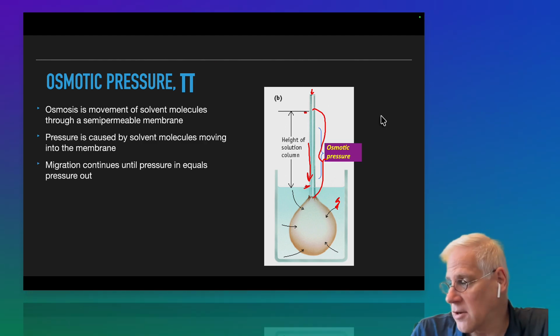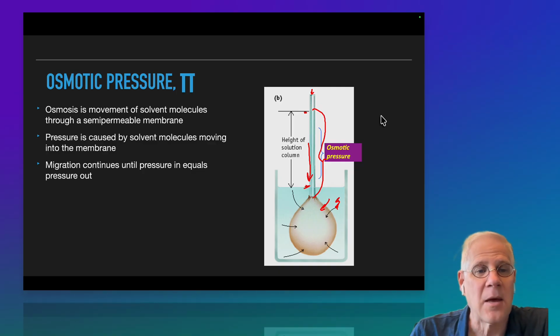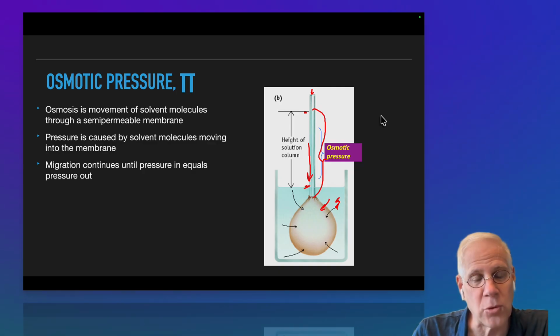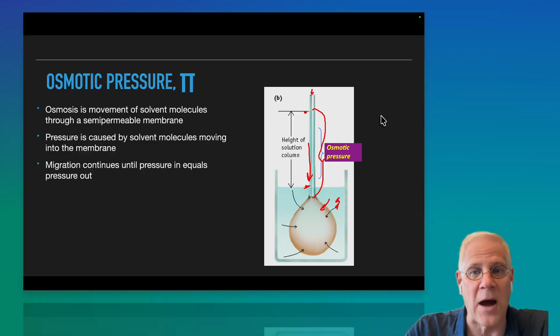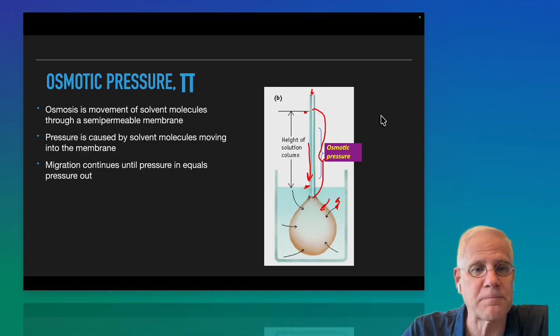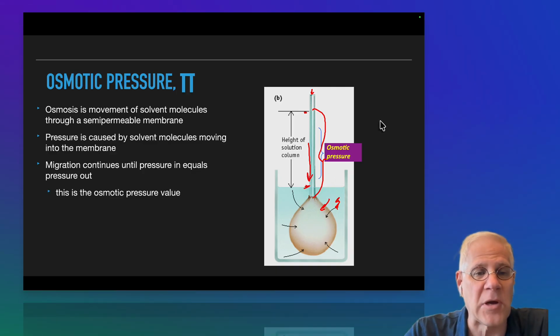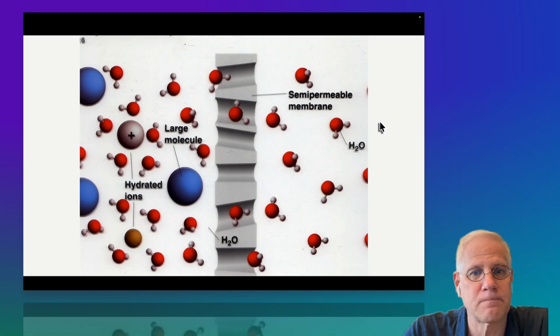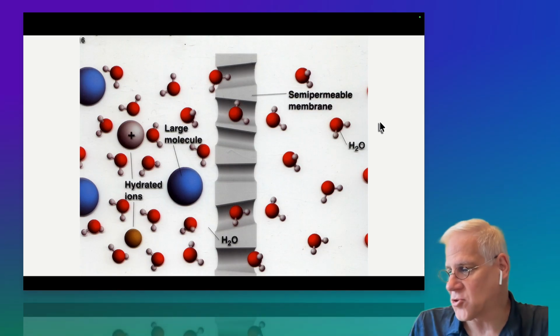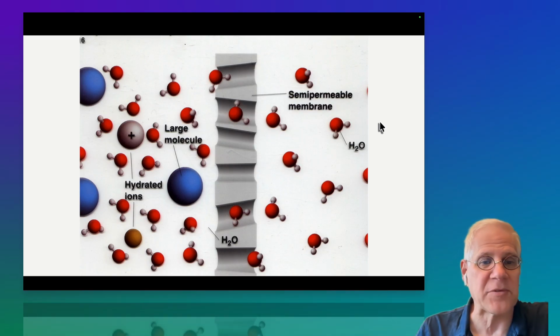Migration of solvent particles in will continue. It'll go in and out constantly, but you get a net migration in until the pressure to the solution from the solvent is equal to the pressure out, the atmospheric pressure. So this is what we call the osmotic pressure value. So here's the diagram I was mentioning. You can get a couple of different things happening.